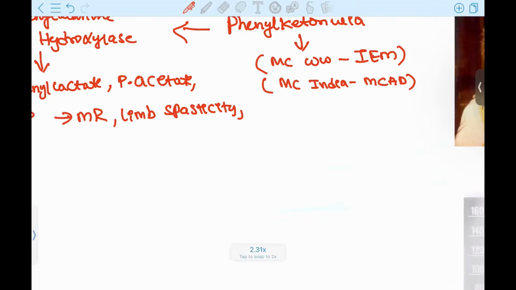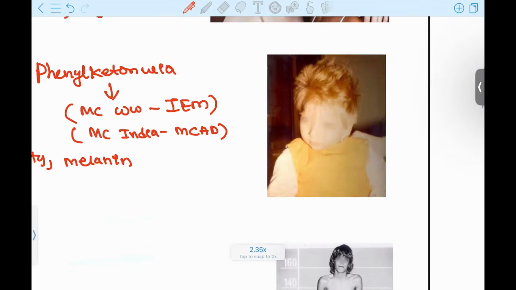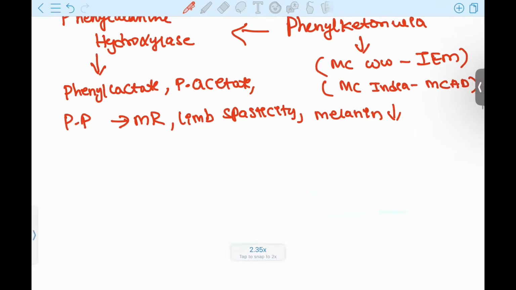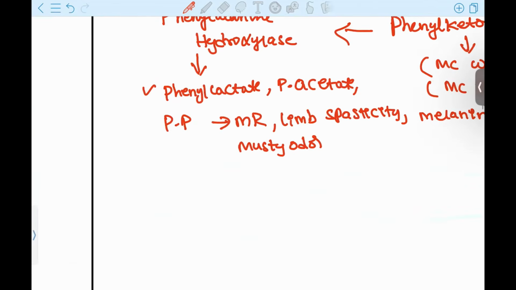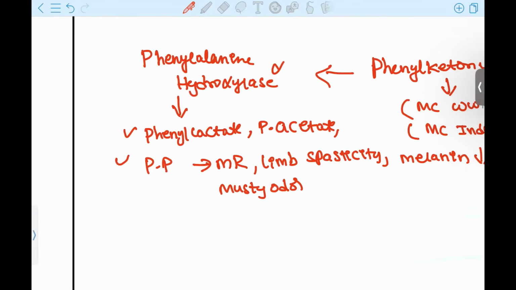And further, the patient will also have melanin deficiency, due to tyrosine deficiency. This melanin deficiency will be reflected like this: the patient will have gray hair. And what about the urine? Particularly, the urine will have a musty odor. Okay, so musty odor urine is seen in these patients. This is all due to the other products produced because of the deficiency of phenylalanine hydroxylase.